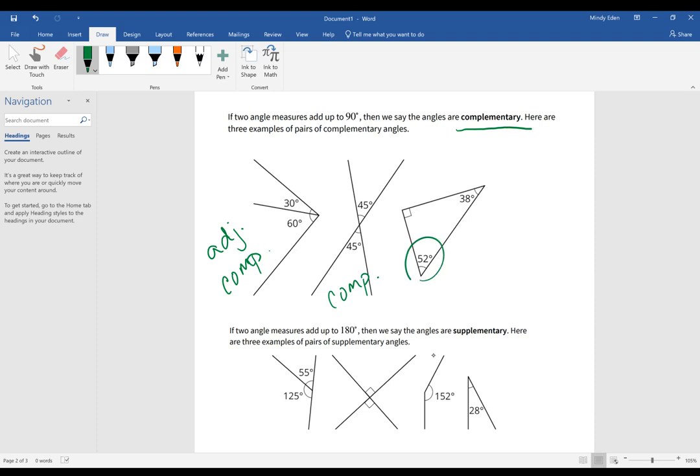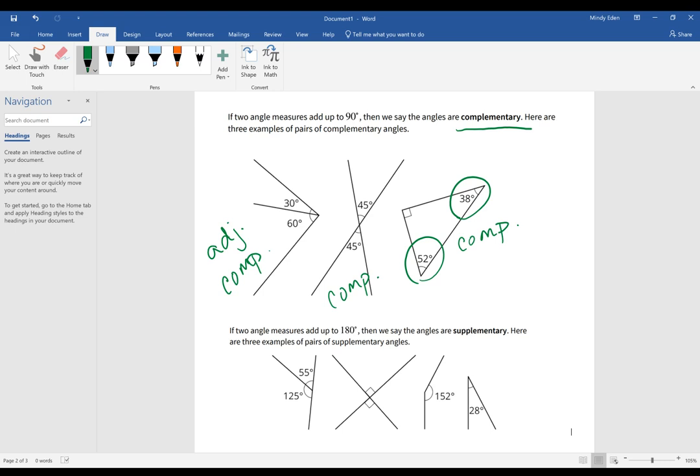So if I look at these two angles, I've got 52 plus 38. If I add those together, we get 90 degrees. Now, one angle by itself is not complementary. It's still a right angle, but complementary, you need two angles that add up to 90 degrees.